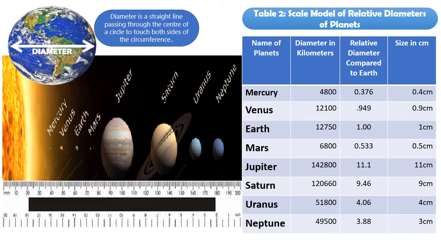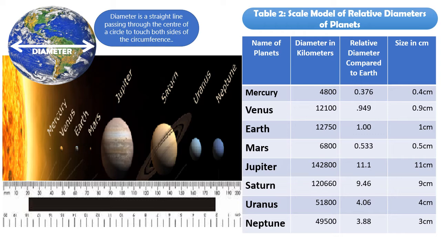Mars, 6,800, and relative diameter is 0.533 rounded up 0.5 centimeter. Jupiter, 142,800 divided again to the Earth diameter. The quotient given is 11.1, then rounded off 11 centimeter. Saturn, 120,660, and then the given relative diameter is 9.46 rounded up to 9 centimeter.